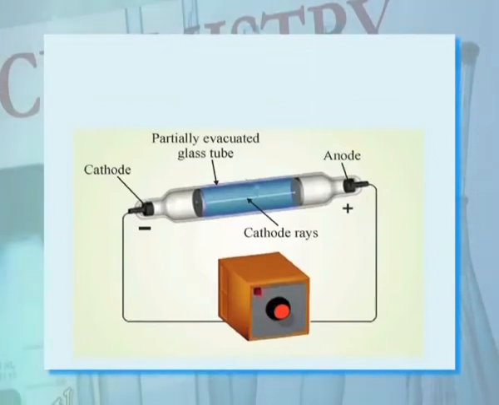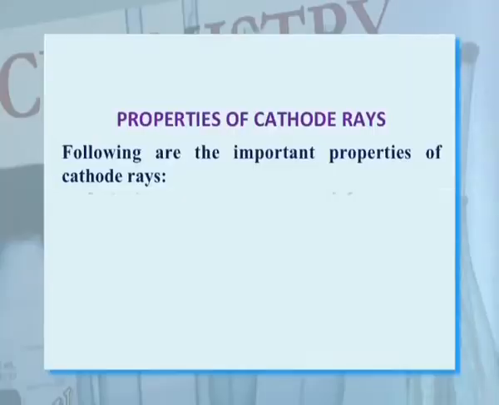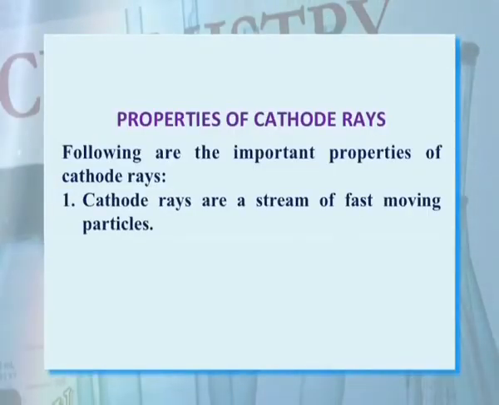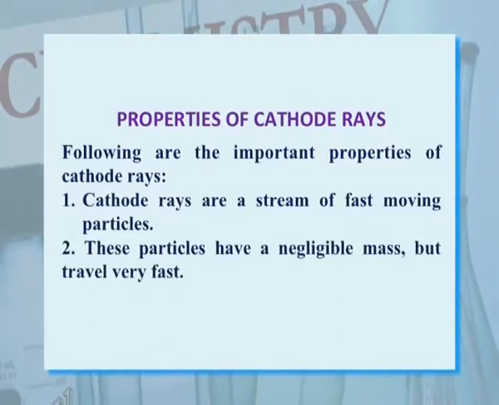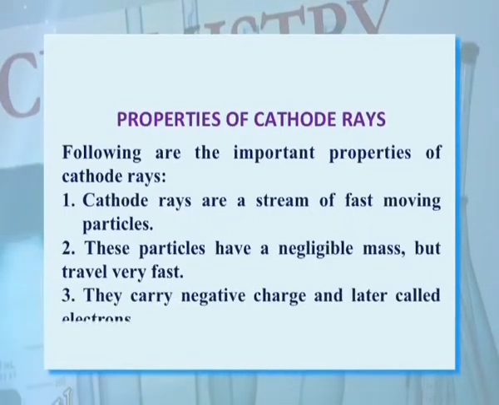This is the overall arrangement for the cathode ray, which produces the negatively charged particles, which were later called electrons. Properties of cathode rays. Following are the important properties of cathode rays. First, cathode rays are a stream of fast moving particles. These particles have a negligible mass, but travel very fast. They carry negative charge and were later called electrons.